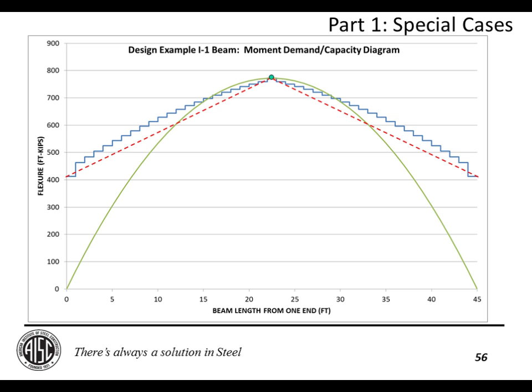Another way that you can go about this, which is even easier, is to just draw a straight line between the non-composite capacity of the beam and the composite capacity of the beam. So you're leaving a little bit of extra capacity on the table between that red line and this blue step diagram, but again, in many cases, it's not worth the extra hassle.